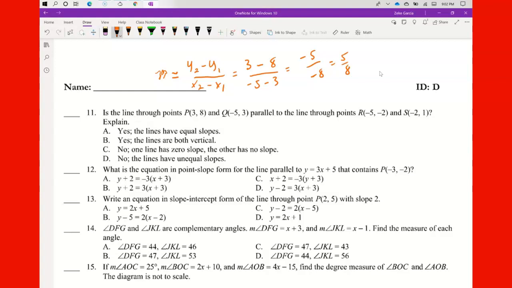So I'm going to stop. I'm going to make sure that I did this correctly. So you have 3, which is y2, minus 8, which is y1, and then we have -5 minus 3, so you got 5 over 8.